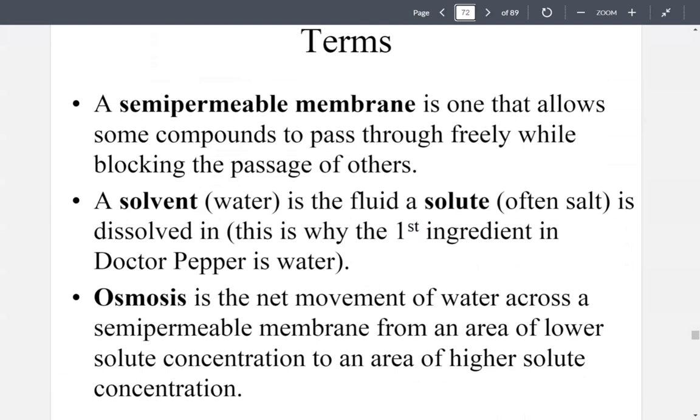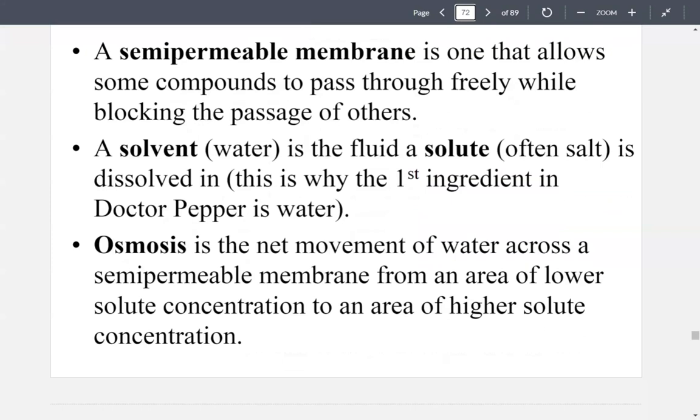For instance, if you look at your Dr Pepper, the first ingredient is water. Water is the solvent. If you are making sweet tea, water is your solvent, sugar is your solute. Technically, tea is also your solute, but that's for a different discussion.